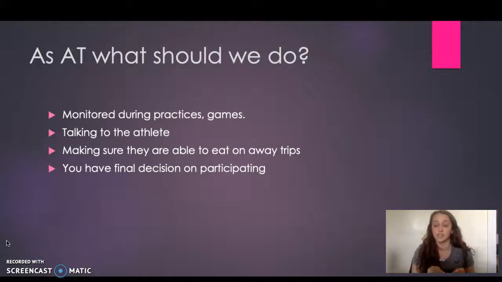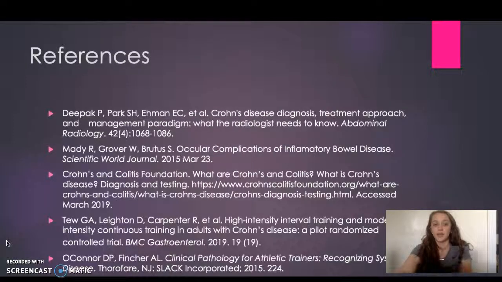If they come to you and say, I can't do it today, I'm having a really bad day with my disease, and the coach says, oh, she's faking it, you have that final decision, talking with both the athlete and the coach. And there are my references.